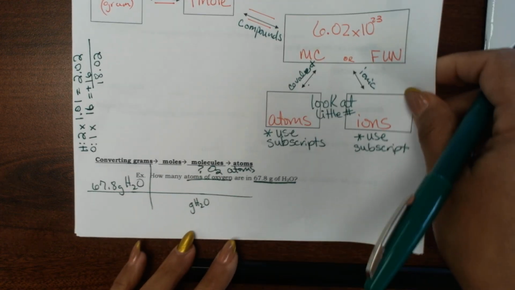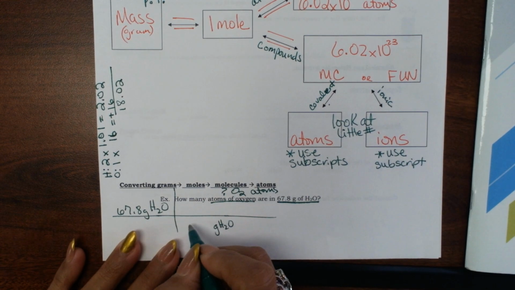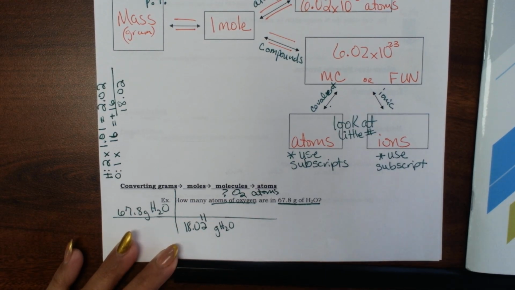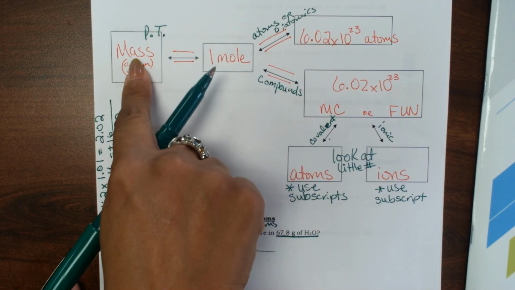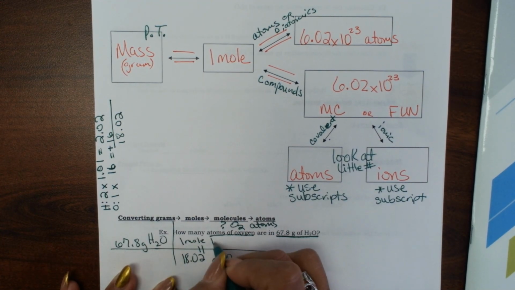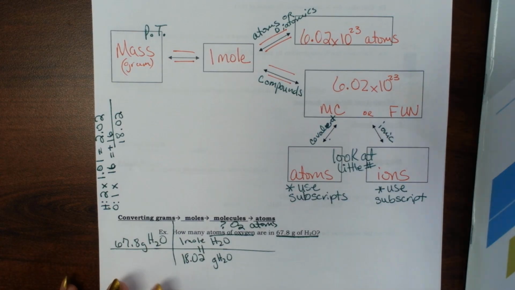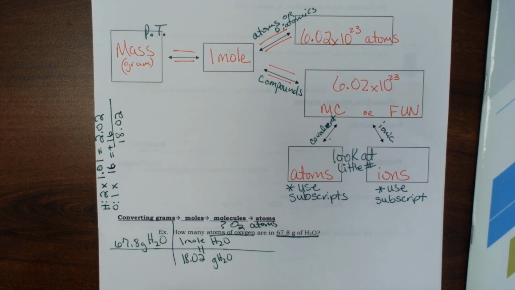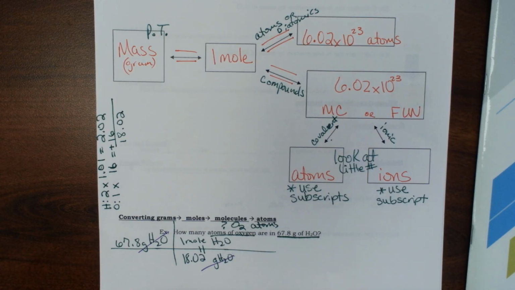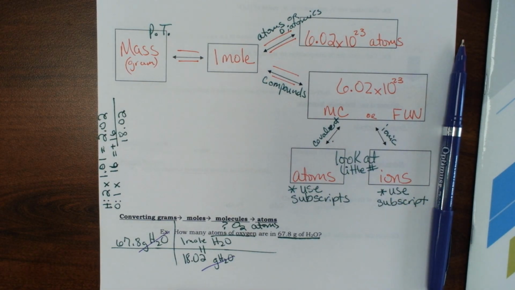18.02. So I'm going to write this magic number, 18.02, equals, using my mole chart, 1 mole of H2O. The good thing here is now my grams cancel out. I'm left with moles, but unfortunately I don't want to stop at moles. I want to go to atoms, specifically the oxygen atoms.